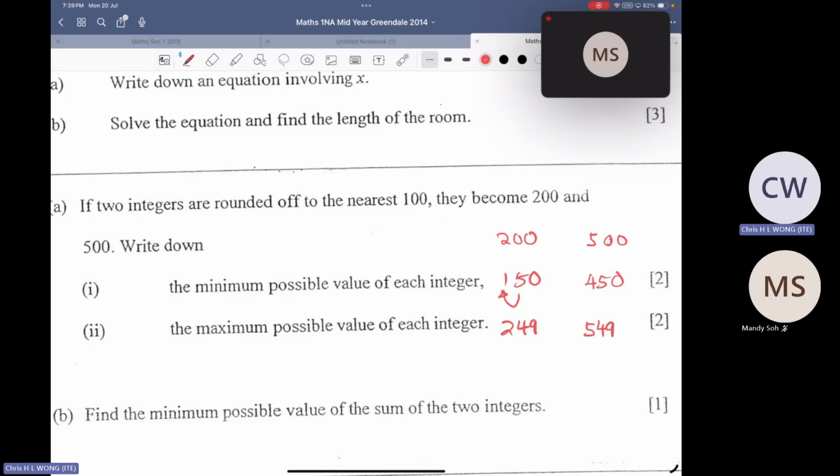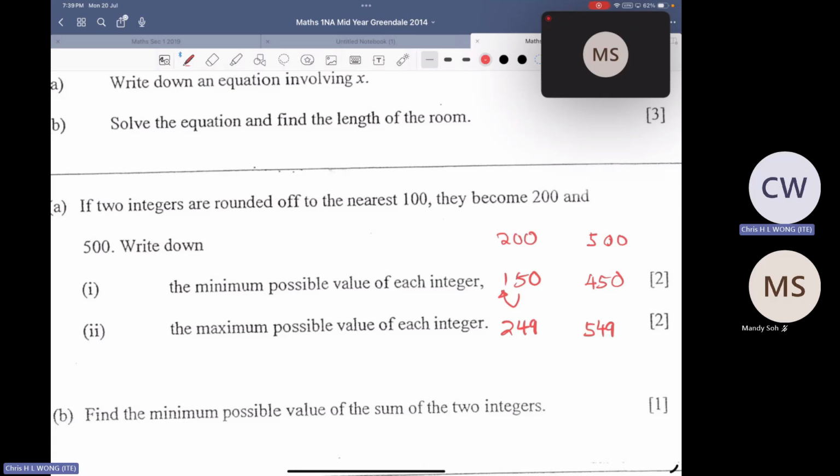Two mark, 4 mark really. Easy, right? Okay, find the minimum possible value of the sum of the two integers. So which one do you add? 150 plus 450. Easy, right? One mark, forget 1 mark. Okay. But if you get this wrong, no matter how easy, you get 0.